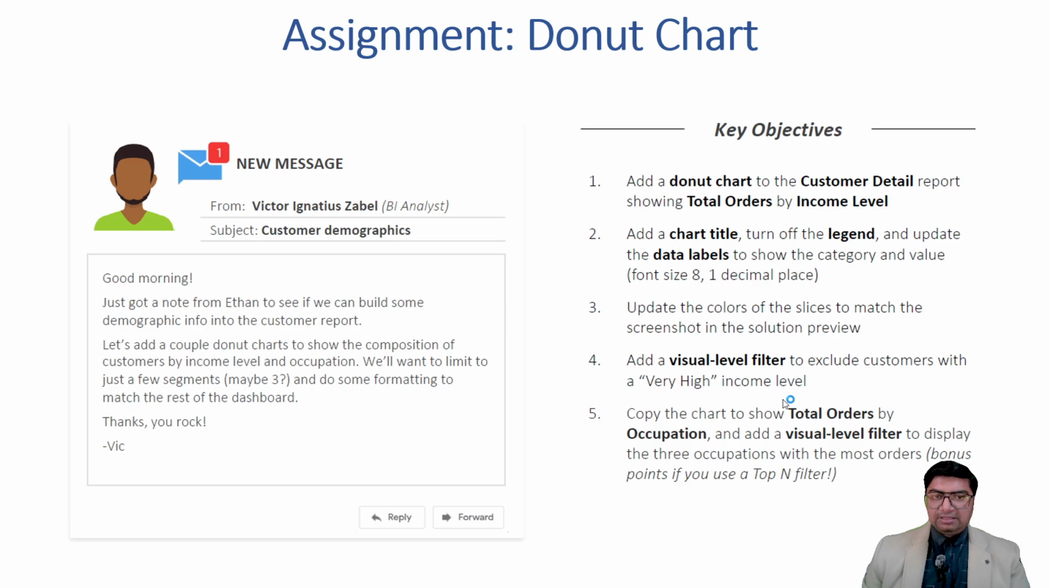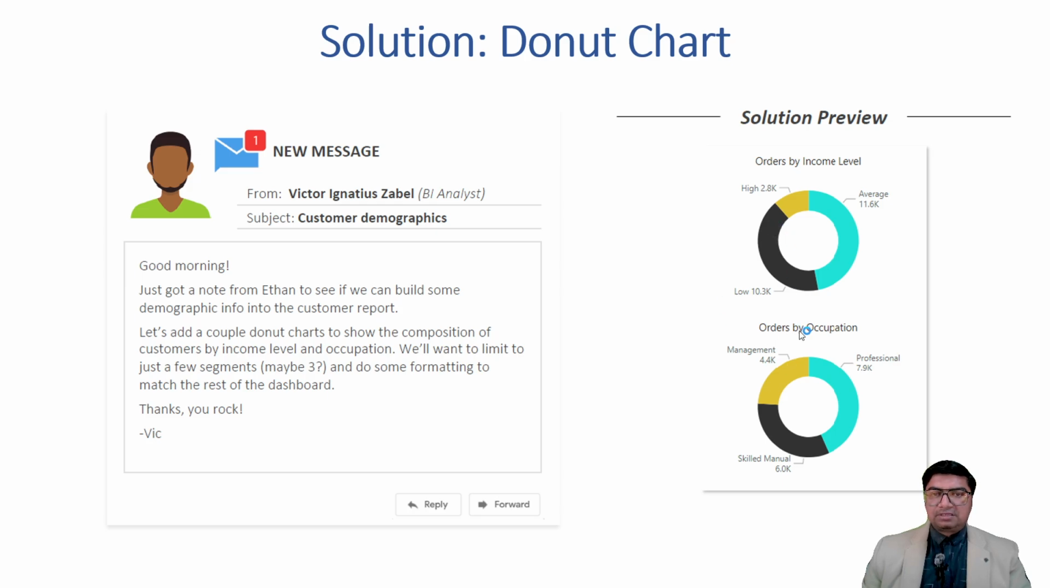Then you need to add a visual level filter for customers with very high income. And the last one: copy and paste your donut chart to create another donut chart, and show the top orders there, so you have to use the top N filter. That is basically the key objective, your task and your solution, and the final solution would appear like this. You will create a donut chart, so we'll do it together in Power BI. Let's jump on Power BI and complete it together.